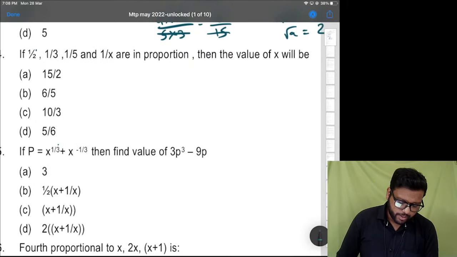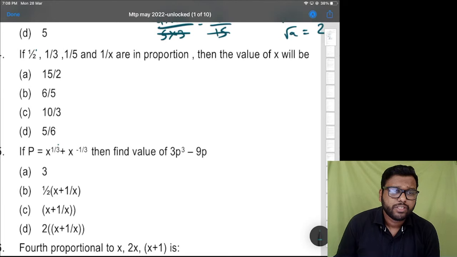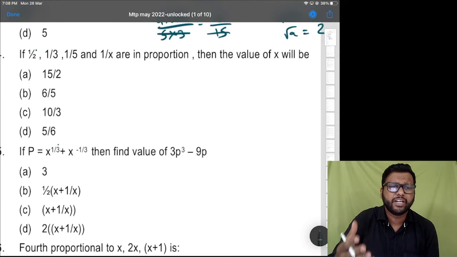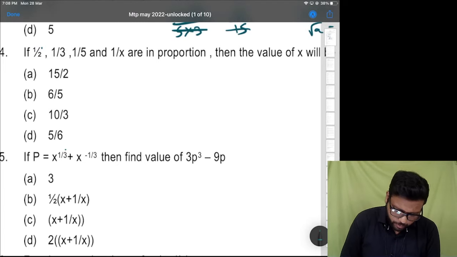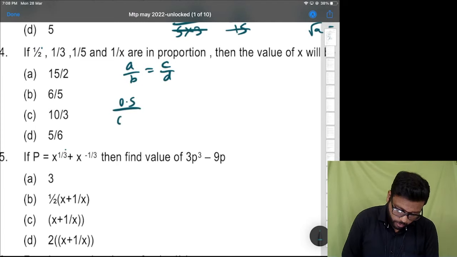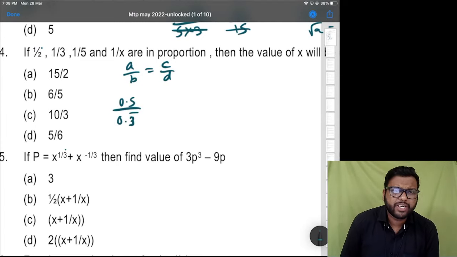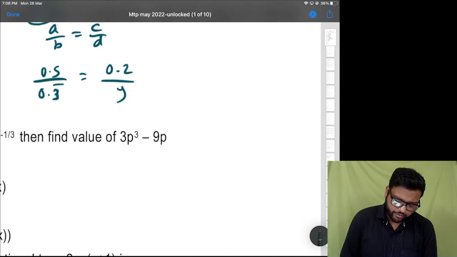Okay. Next, fourth. If 1 by 2, 1 by 3, 1 by 5 and 1 by x are in proportion, then value of x will be. Okay, you can go by fractions also, but there is a simpler way since we have calculator. See, if 4 numbers are in proportion, that means a by b is equal to c by d. So 1 by 2 is what? 0.5. 1 by 3 is what? 0.3 recurring. You can check on calculator, right? Is equal to 1 by 5 is 0.2. And 1 by x, let's assume 1 by x as y. Okay. So we can find y now.